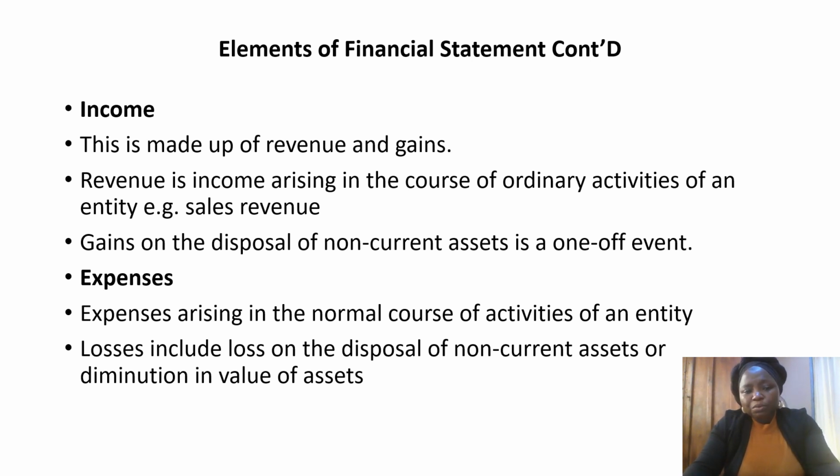So by the time we put the revenue from ordinary business activity plus the gain, we are talking about income available to the company. Then we have expenses. Expenses arising: this arises in the normal course of activity of an entity, what a company does regularly. Any expenses incurred while doing that form part of the expenses.